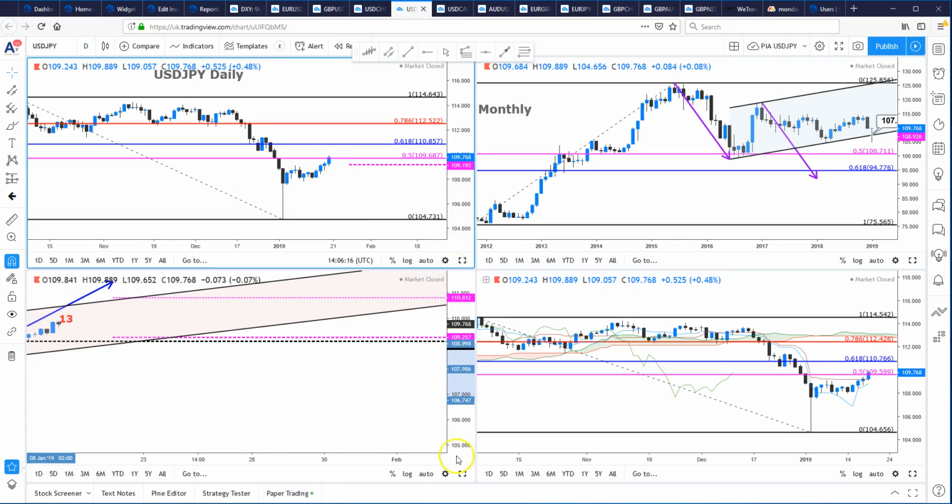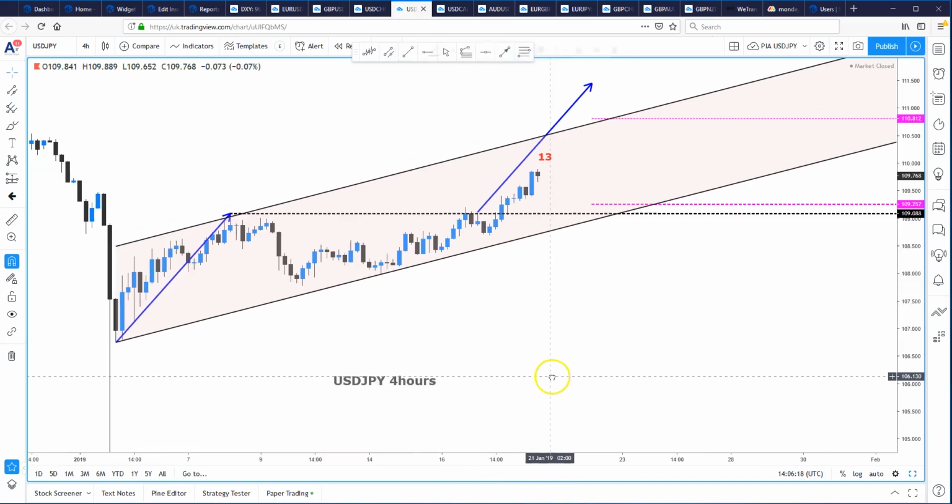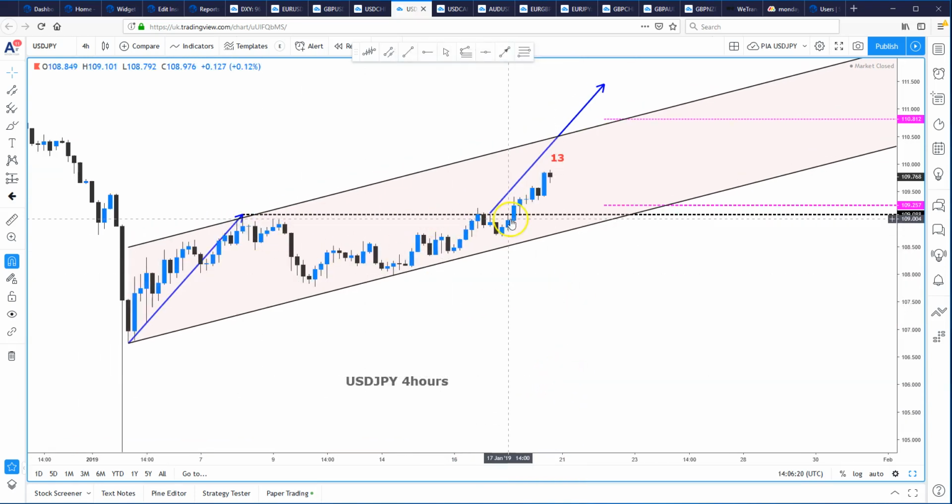Dollar yen. A few things to highlight here. The intraday chart, we broke this triangle formation to the upside.